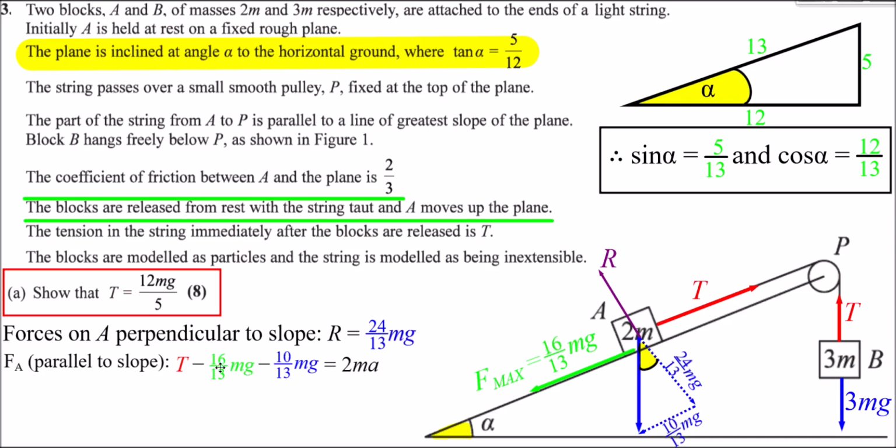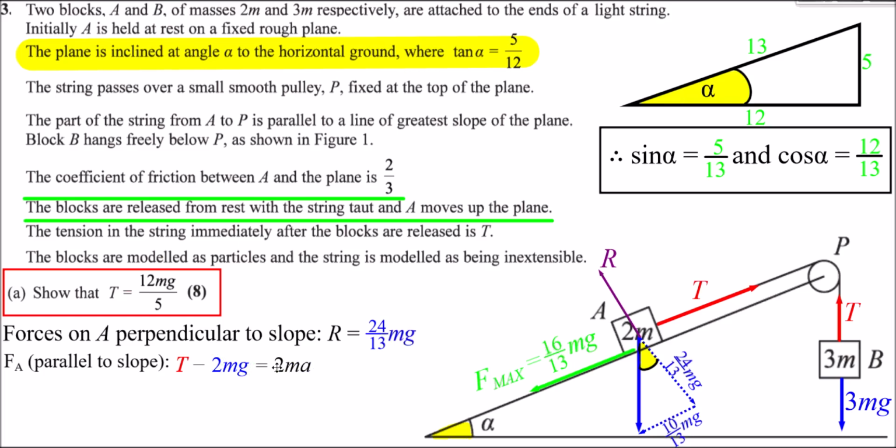Now looking here at these mg parts, if I take away 16/13 and take away another 10/13, that's minus 26/13. That nicely neatens up to 2 mgs. So I can simplify this slightly now with T minus 2 mg equals 2 ma. So it just looks much nicer for the next part.